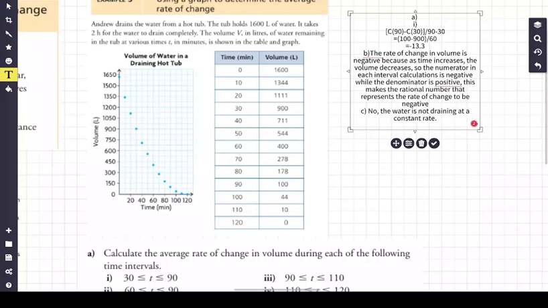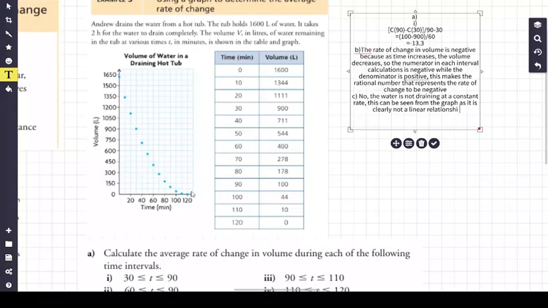And you have to give your reasons. This can be seen from the graph, as it is clearly not a linear relationship. You could also give other explanations, like looking at the slope calculations. Some of the lines have greater slope than others. You can name your own reasons.